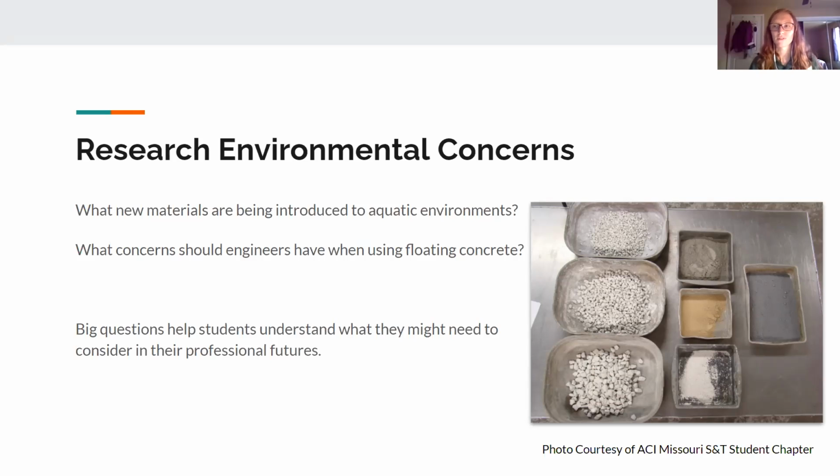This would help students to ask and answer some bigger questions that would help them to consider what they might need in the future or on future projects that they work on. This can be presented in a poster format so that they could showcase the work that they have done and what they think is the biggest environmental concern.